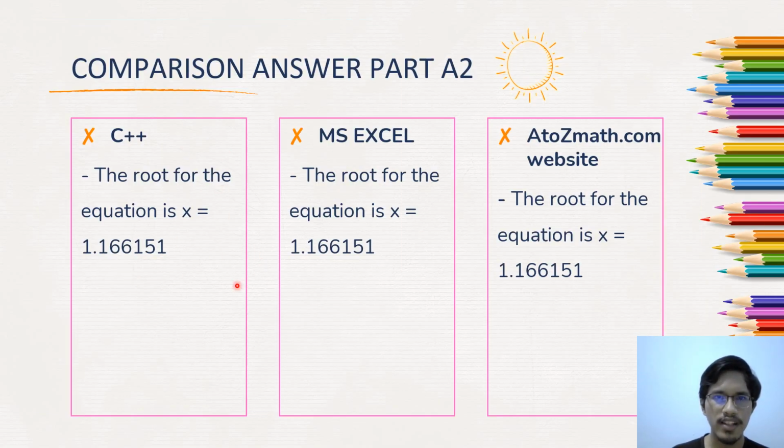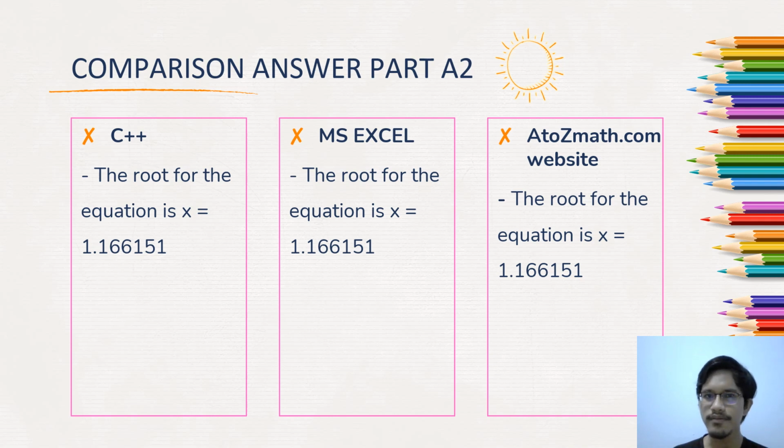Here is the comparison for part A2. For C++, the root is 1.166151. For Microsoft Excel, the root is 1.166151. For the a2zmaths.com website, the root is 1.166151.